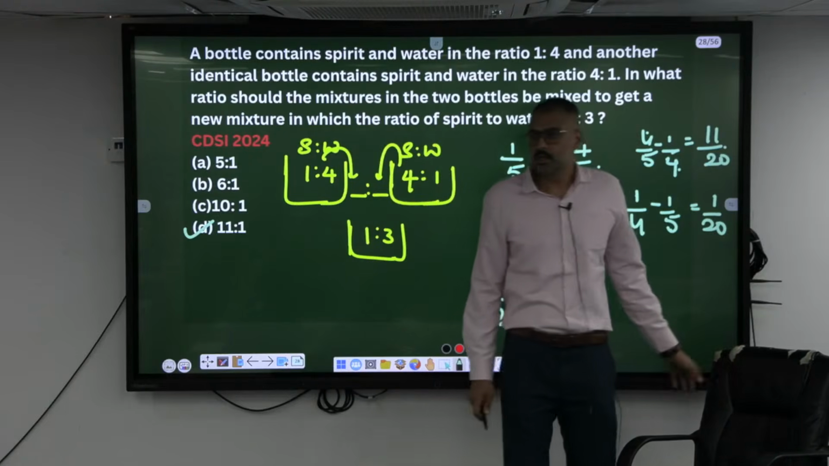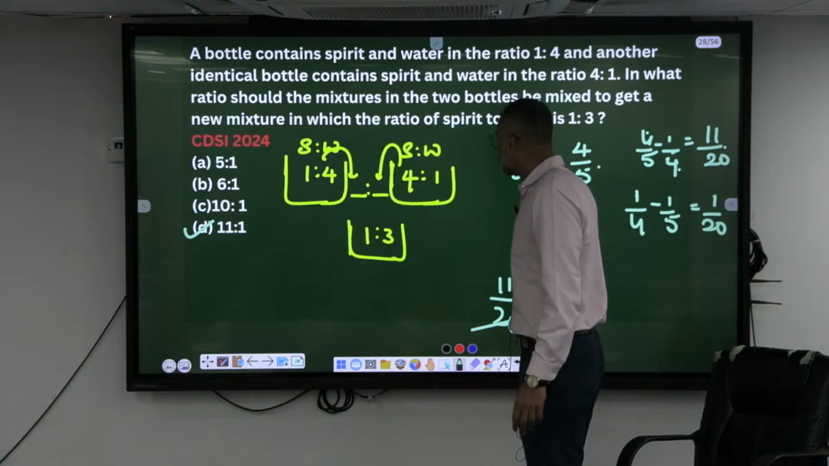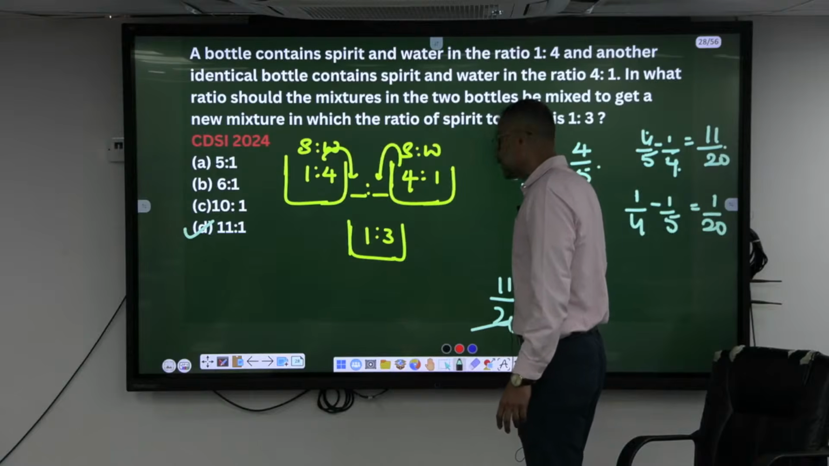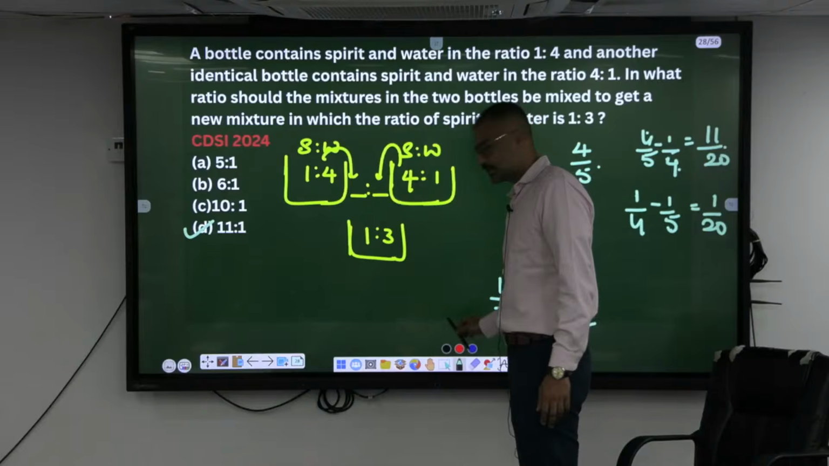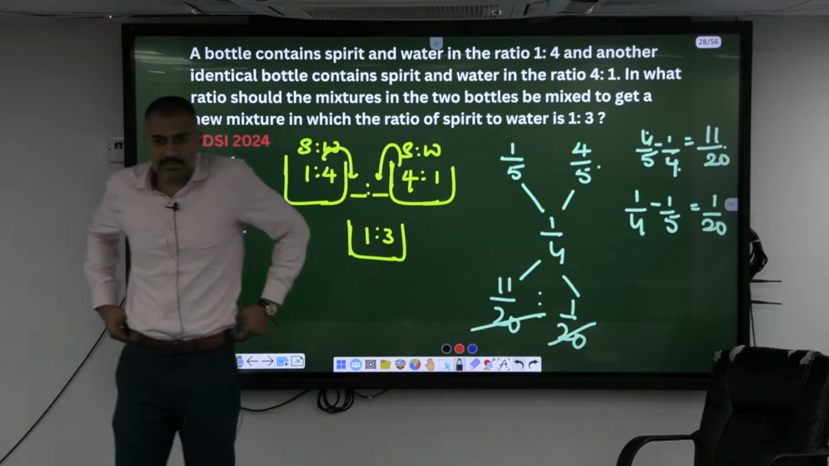Okay, spirit mixes with spirit and produces spirit only. You can take water also. You can take 4/5, 1/5, 3/4. Okay, the difference, same thing you will get, ratio 11:1. Remember this question.